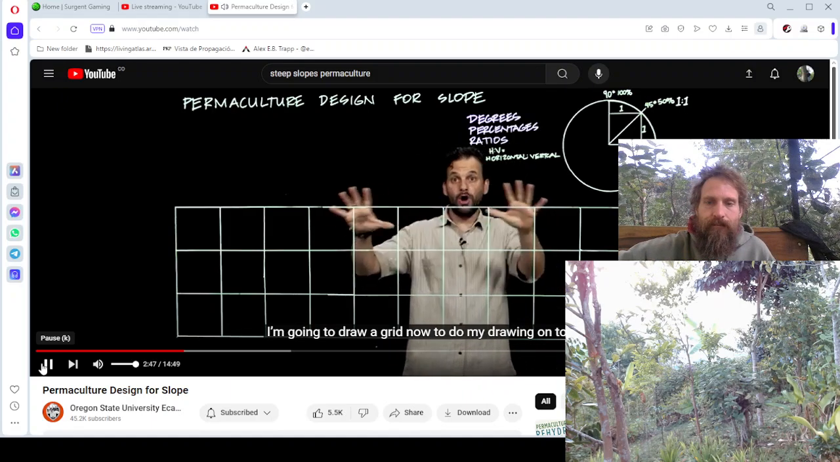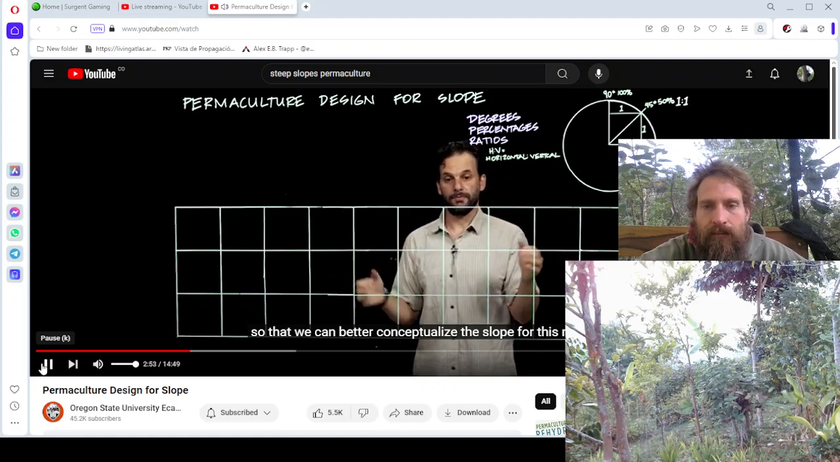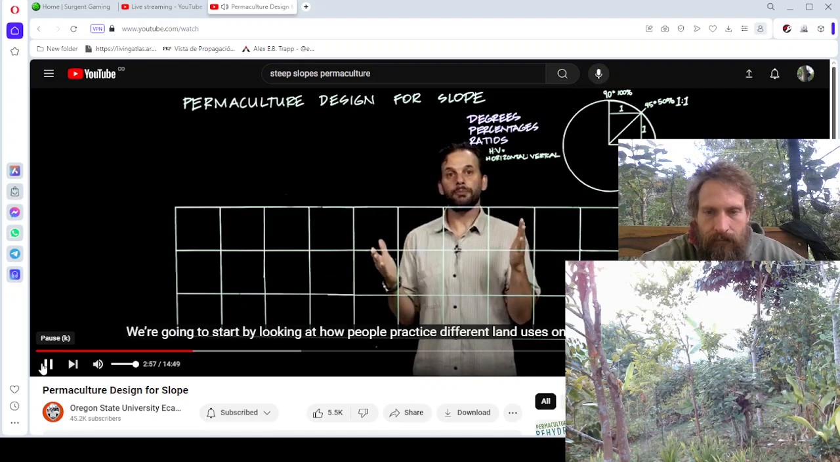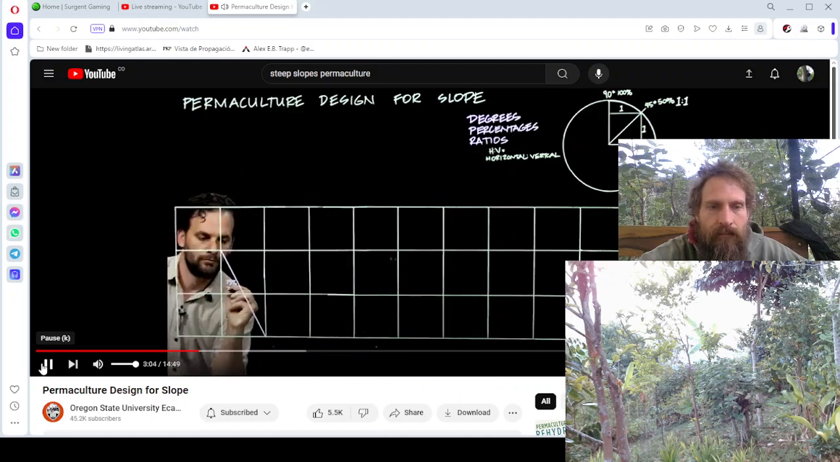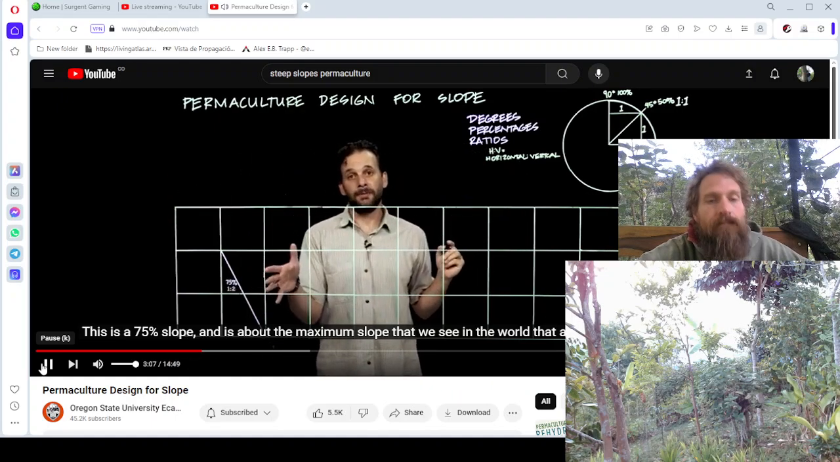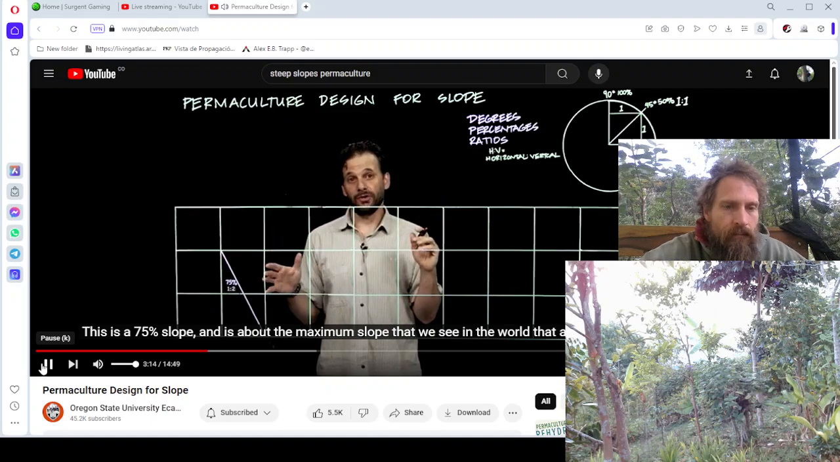And I'm going to draw, and I've drawn this grid here to do my drawing on top of, so that we can better conceptualize the slope for this module. Now, we're going to start by looking at how people practice different land uses on different gradients of slope. This is a 75% slope, and is about the maximum slope that we see in the world that anyone has cultivated for agriculture. So here I am represented. These 75% slopes, we have them. We have 45 to 75 percent slopes, and we cultivate them all the time.